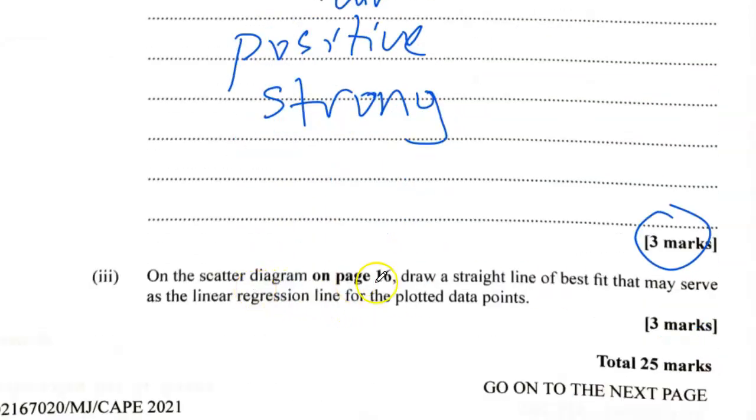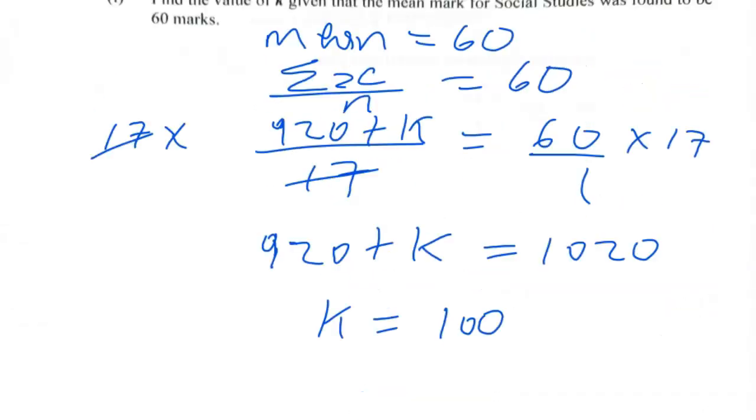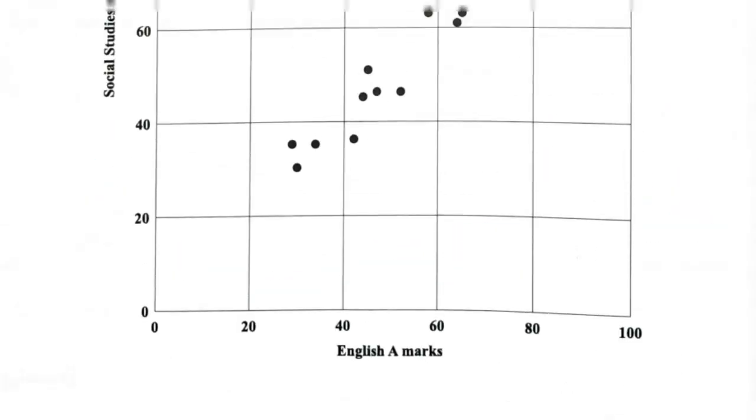On the scatter diagram on page 16, draw a straight line of best fit that may serve as the linear regression line for the plotted data points. So for the best fit line, of course you use a ruler, draw a straight line, as balanced as possible, running through the center of these points here. Connect it and cut. Any line looking like that is reasonable. You will get the marks there.